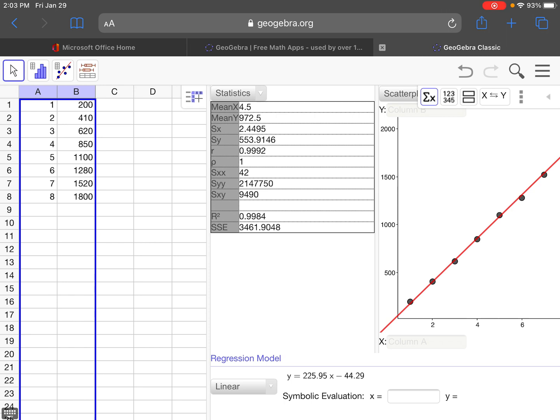R is the piece that we're really looking at, and that's the correlation coefficient. It's really close to 1, meaning that these points are really close to being on the line, and that line is really quite a good predictor. If the points were scattered all over, we'd have a correlation coefficient closer to 0. The other numbers I'm not so interested in right now, but that's how you find the R there.